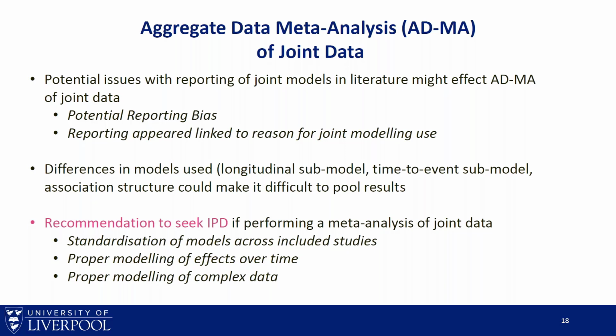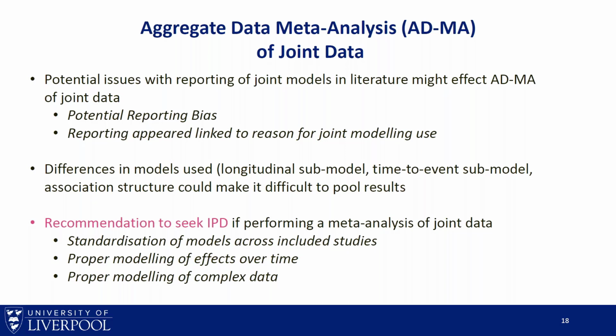Additionally, there are a wide range of different specifications possible for both the longitudinal component, the time to event component, and the association structure when using a joint model. Often the structure of the joint model used was not well reported, meaning that in an aggregate level meta-analysis, it might be difficult to confirm exactly what model has been fitted and whether the parameters from the models are actually comparable, whether they should be pooled.